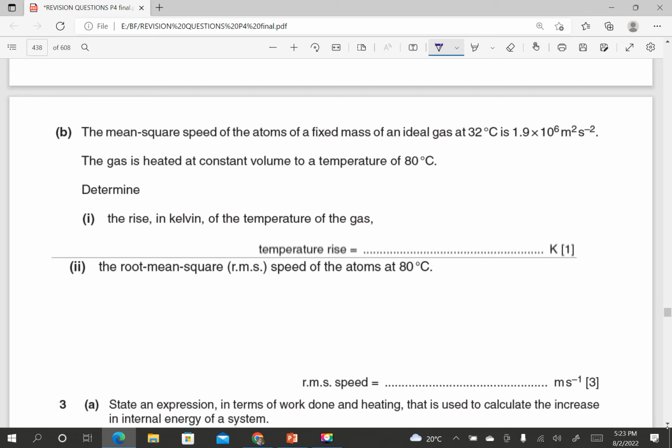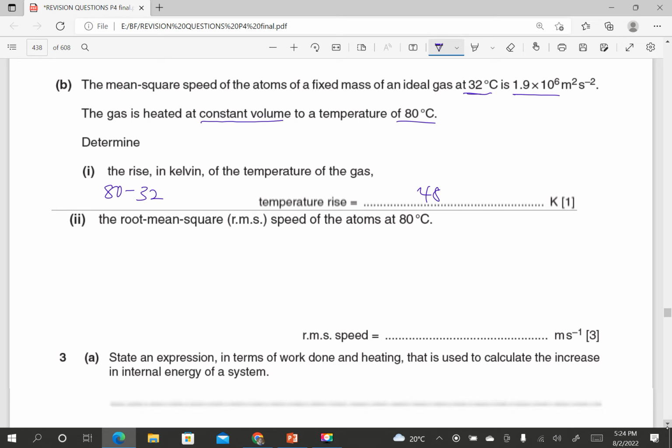Next, that is part B. The mean square speed of an atom of a fixed mass of an ideal gas is given at this temperature. The gas is heated at a constant volume to a temperature of that. When the volume is constant, those who remember, the pressure is directly proportional to temperature. Determine the rise in Kelvin of the temperature of the gas. Of course, we started with 32, then 80. The change in temperature on the Kelvin scale is the same as the change in temperature on the Celsius scale. So I just subtract, and that gives me 48. I don't need to again add 273 on 48, not at all.